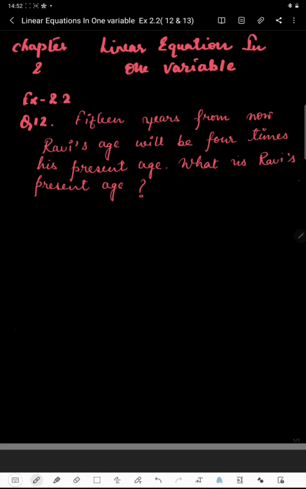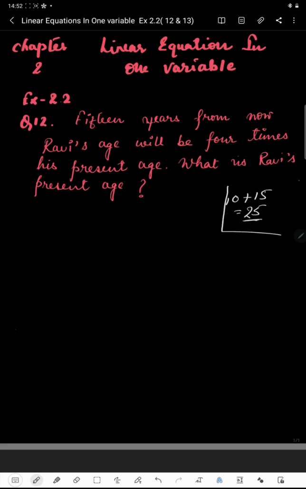Now suppose your present age is 10 years. Now what will be your age after 15 years? So it will be added with 10, so your age after 15 years will be 25. So here also we'll be doing the same thing. Here it is said, what is Ravi's present age.